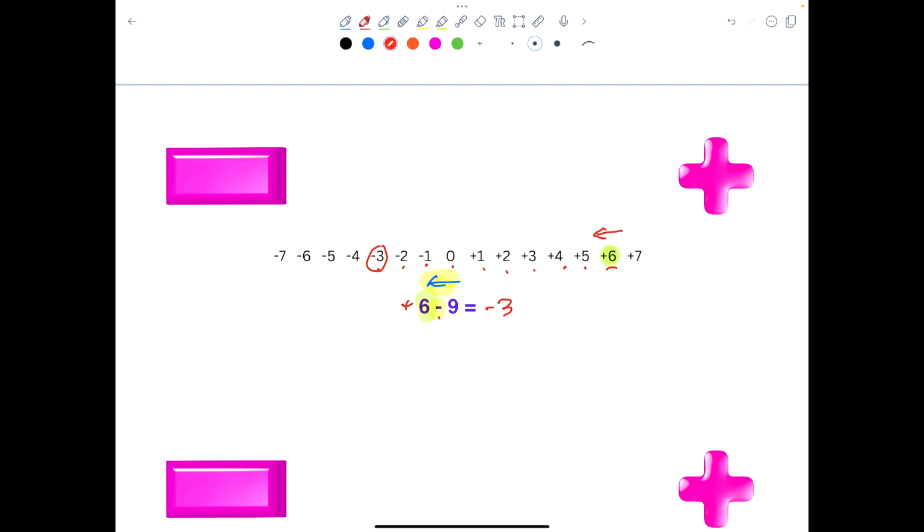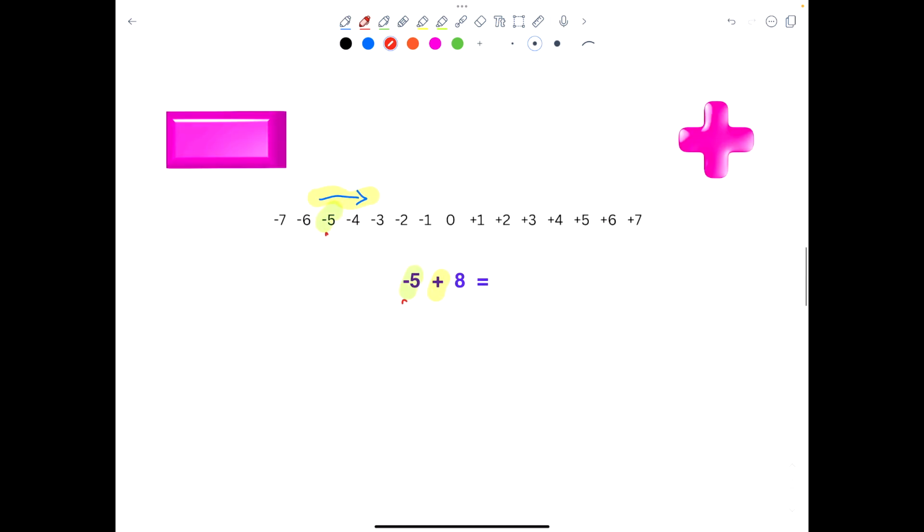Let's try one more. Negative 5. Start with negative 5. We do plus, which means we're going to the right. And we go 8: 1, 2, 3, 4, 5, 6, 7, 8. It's 3. Negative 5 plus 8 is 3.